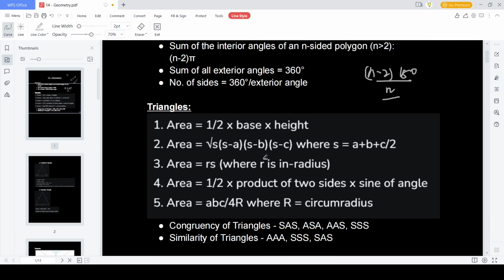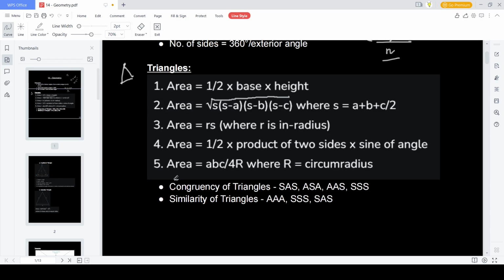A three-sided polygon is called a triangle. We all know that. Area can be written in many ways. One is half into base into height. There is Heron's formula, that is root of s into (s minus a) into (s minus b) into (s minus c), where s is the semi-perimeter. It can also be written as r into s, where r is the inradius. That is a different concept. It can also be written as half into the product of two sides into the sine of the angle between them. This is called the sine rule, half into ab into sine c.